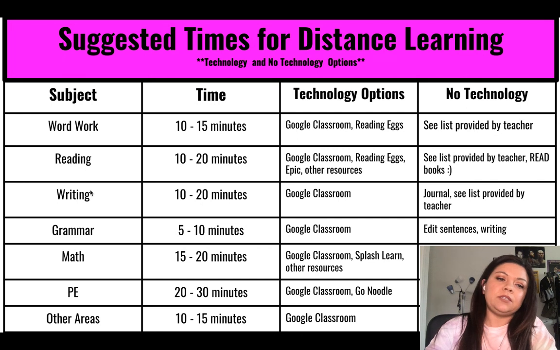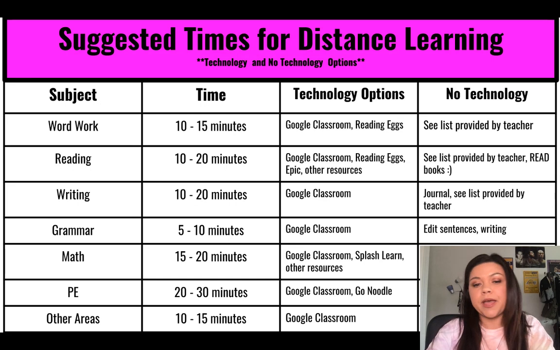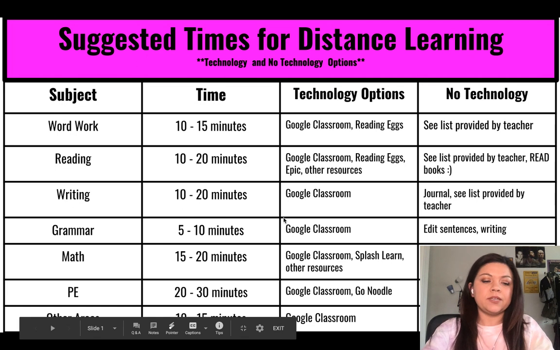There's reading, writing, grammar, math, PE, and other areas. Other areas would be science, social studies, mindful time, art, PE. Oh, no, not PE. We have PE right there. Basically anything that doesn't fall under this category. So notice here I put draw, color, paint, breathe. You can also go into the Google Classroom and find some things to do there. Okay, so we're going to exit out of this.